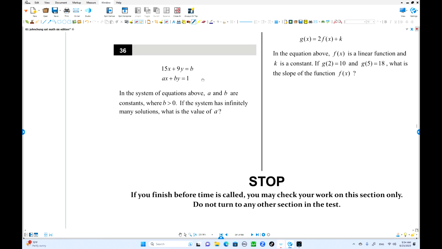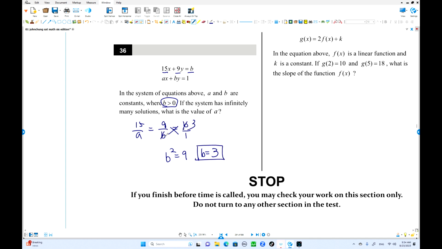All right, number 36. The system has infinitely many solutions. That means these 2 lines are coincident, the same line. The ratios of these are equal, right? So 15 over A equals 9 over B, and equals B over 1. From here, B is positive, cross multiplication. This is 9, not A. So B squared equals 9, B equals plus or minus 3, and B is positive, so B is 3, that is the answer, okay?